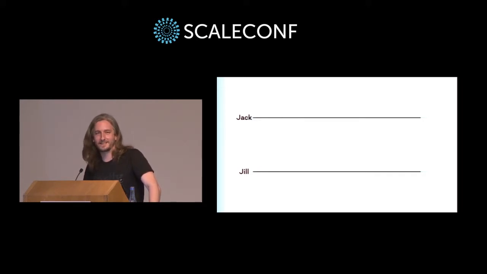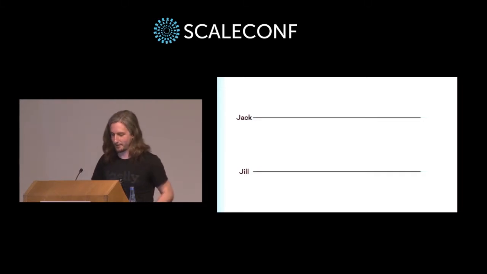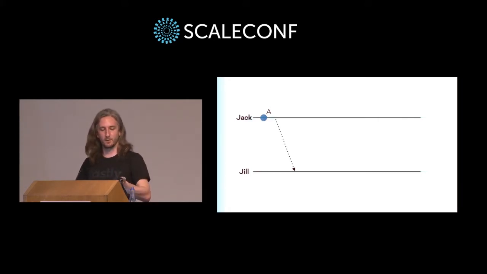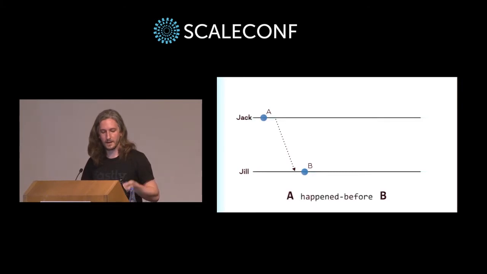We have 2 actors in this example, Jack and Jill, right? We'll start out just by saying there are events. Jack does A, whatever A is in this case. I don't have unicorns in this slide, unfortunately. Jack does A. Jack then replicates A to Jill, right? So now Jill sees A. Jill does B. And so it's very clear then that A happened before B. That's the important relationship in causal consistency, this idea of happened before.